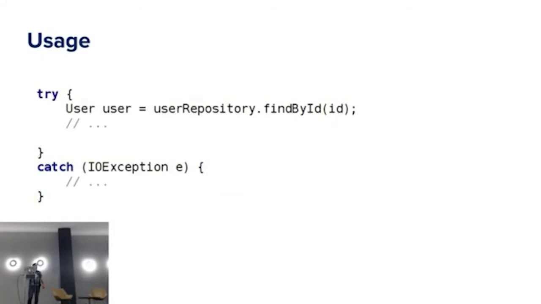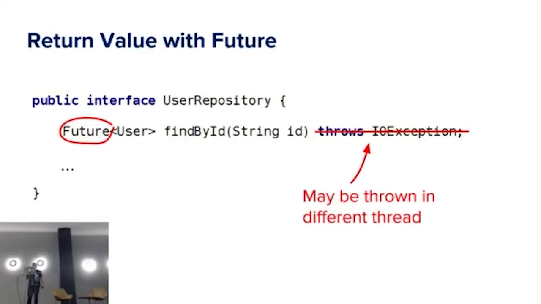Now here's the usage. There's my repository interface, and I'm going to have an instance of it. I will call findById, and it returns back a user. And I have to try-catch. I have to catch the IO exception if something happens. Now with a Future, what changes is we don't need to throw an IO exception because that is likely going to happen in another thread, so we won't be able to catch it. We're just going to add in the Future, and then we're going to provide the user object.